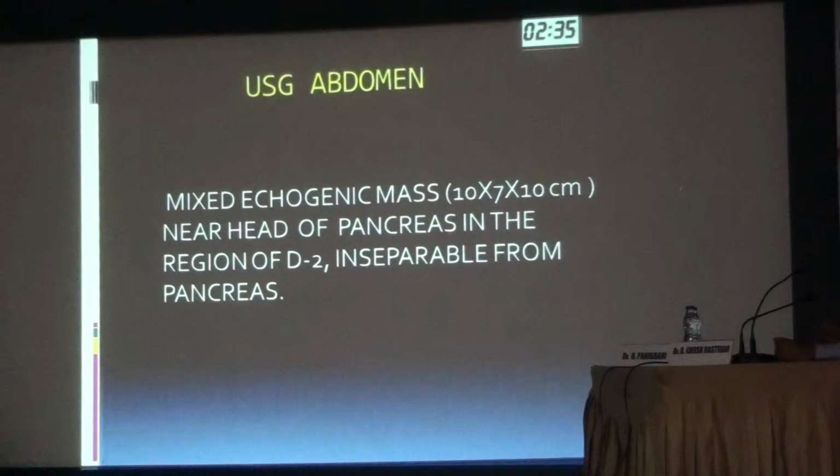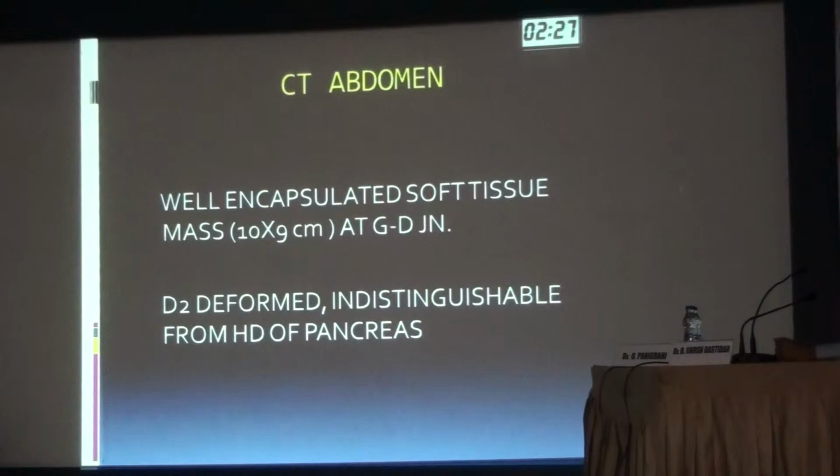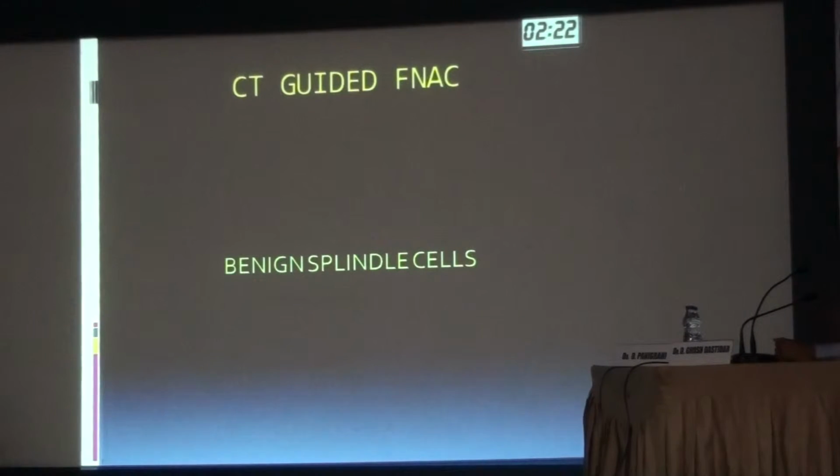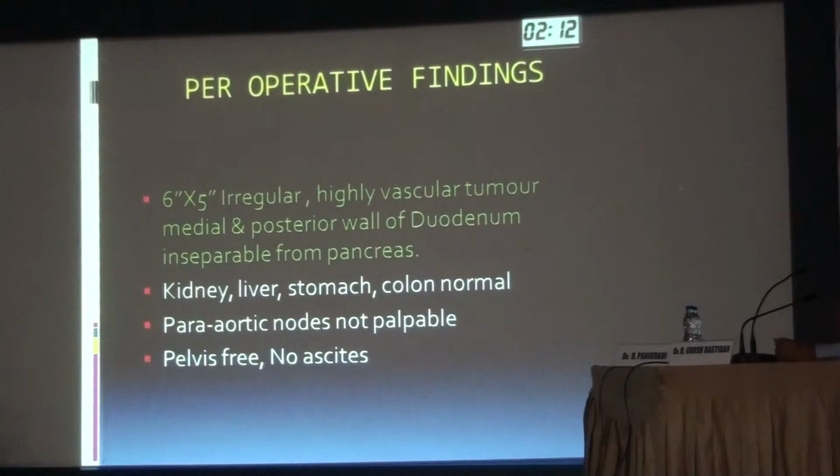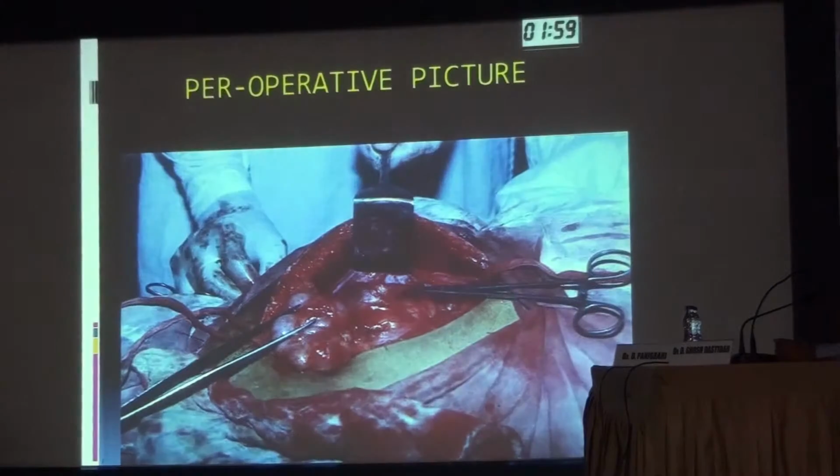On ultrasound of abdomen, mixed echogenic mass near the head of pancreas in the region of D2. Now, a well-encapsulated soft tissue mass was found on contrast-enhanced CT abdomen. On CT-guided FNAC, these were benign spindle cells. Plan was laparotomy after correction of anemia. So, the pre-op finding was a 6 by 5 centimeter irregular highly vascular tumor, medial and posterior wall of duodenum, inseparable from pancreas. And this is a preoperative picture.